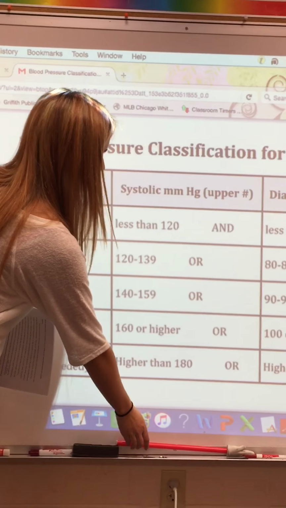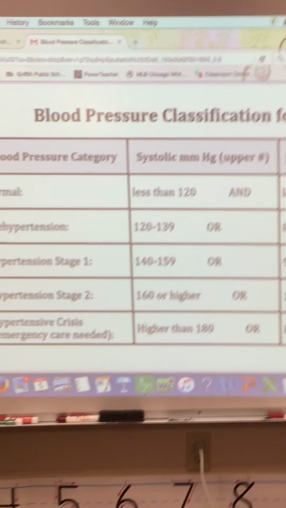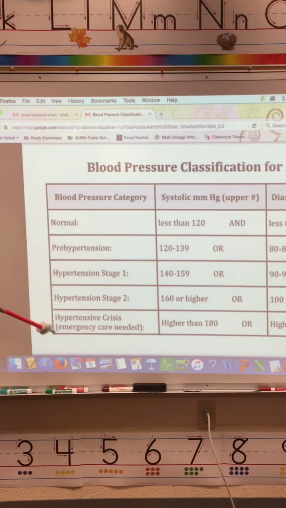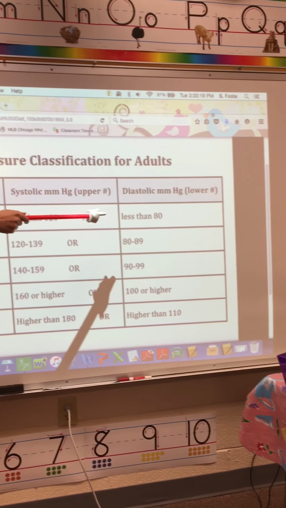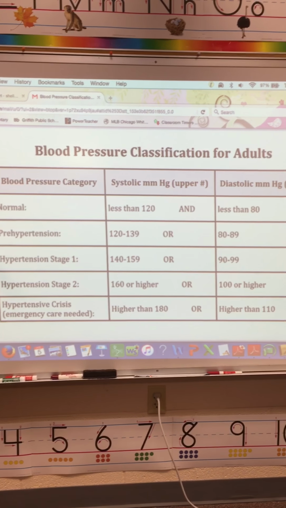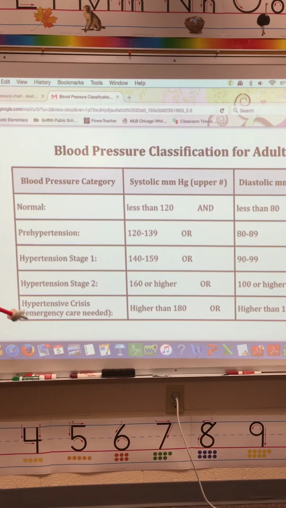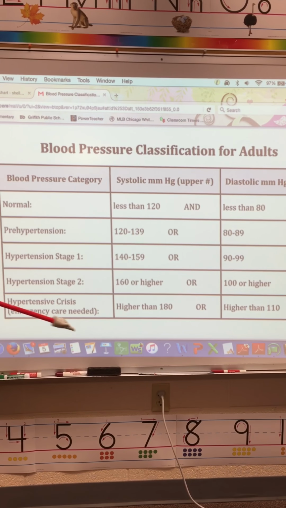Now I'd like to direct your attention to this chart of blood pressure for adults. As you can see, there are 4 different stages to hypertension. Normal is obviously less than 120 and less than 80. And then there's pre-hypertension, and then stage 1 and stage 2. And then if it gets any higher than 180/110, that's when you need emergency care.